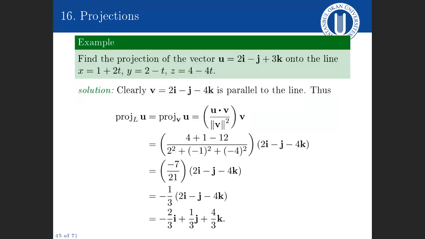So, for example, find the projection of the vector u onto this line. Clearly, v is 2i minus j minus 4k, so really what we're doing is the projection of u onto v. And I'll skip the details here because this is just repeating what we did last week.